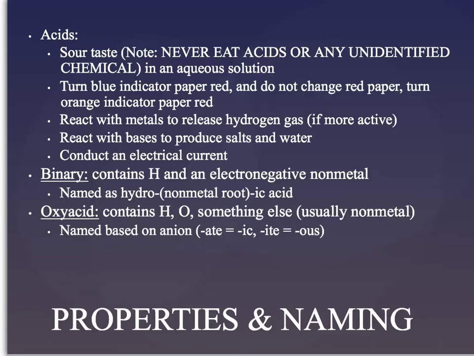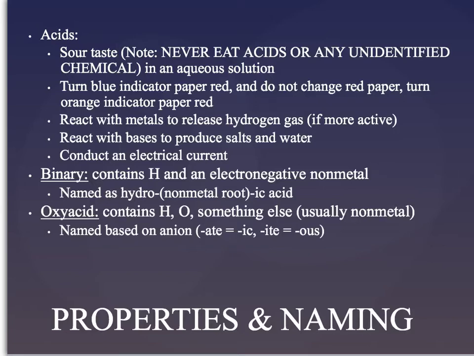Acids will react with many metals to produce hydrogen gas. Whether or not they will react is based on the activity series, which you probably remember from an earlier chapter. So any metals that are less active can be replaced by the hydrogen in an acid. Acids react with bases to produce water and some kind of inorganic salt. It could have any number of metals as the cation. And all acids conduct an electrical current.